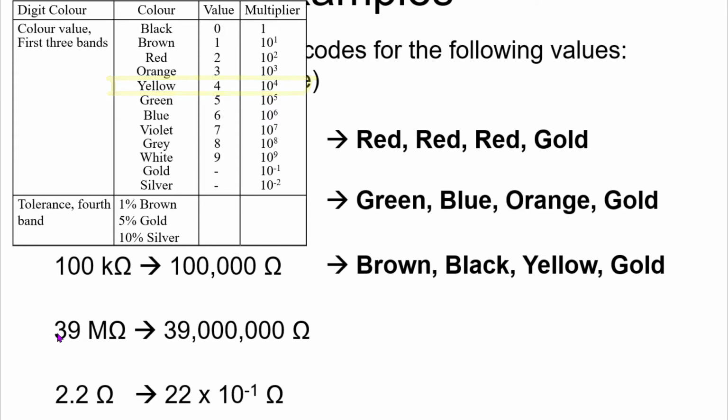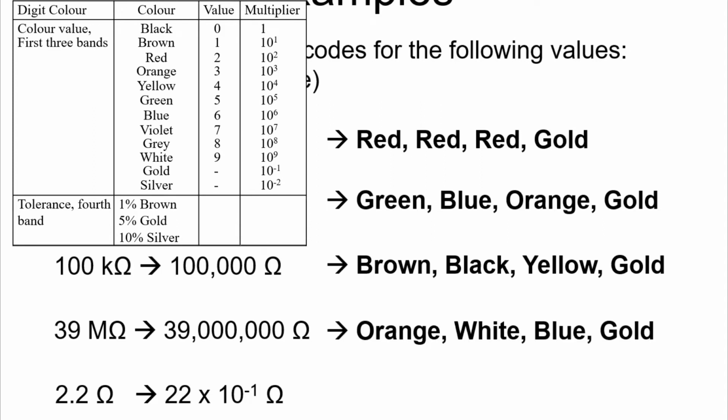Okay, so this is going to be 39, so I'm looking for 39. So it's going to be orange, and it's going to be white, and then I'm going to add 6 zeros on top of that. The 6 is blue. Orange, white, blue. Awesome.